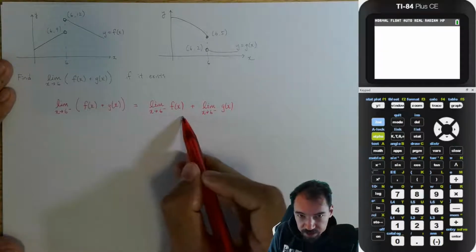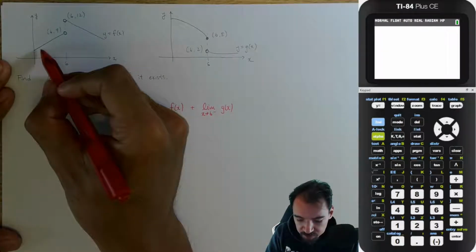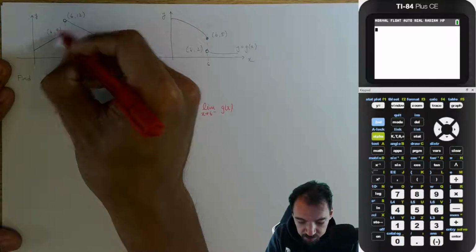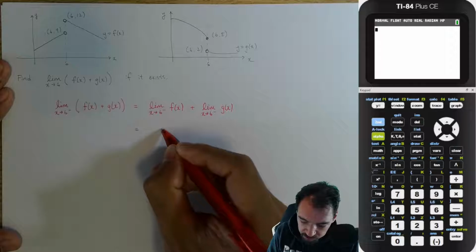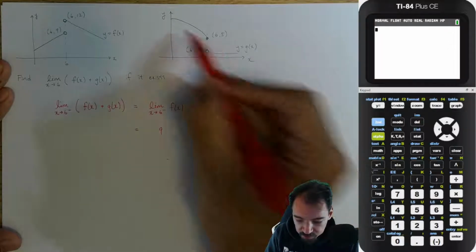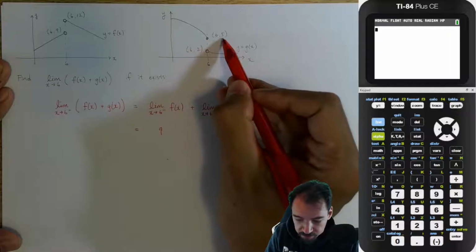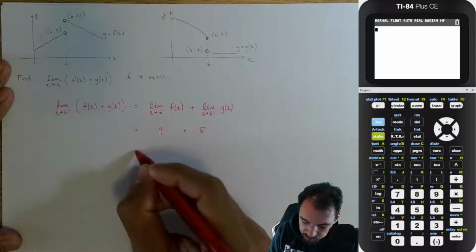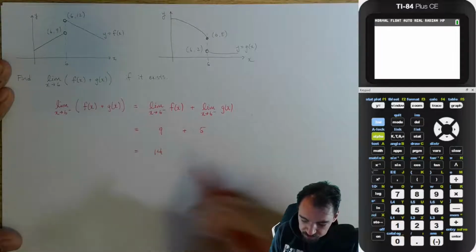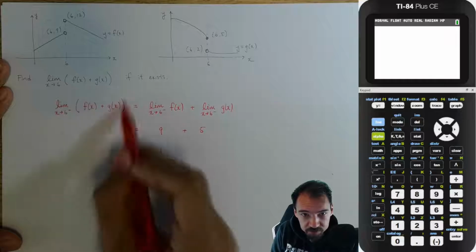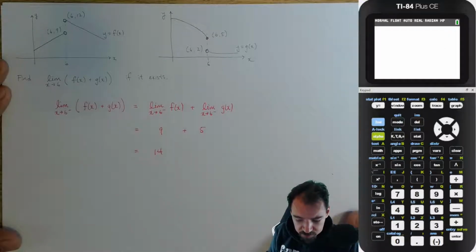So this exists because I can take a left one-sided limit. It looks like I'm approaching a y value of 9. So this is going to be 9. This also exists. Based on the graph, from the left, my y values are approaching 5. All right, so this value 14 is the left one-sided limit of this sum of functions.